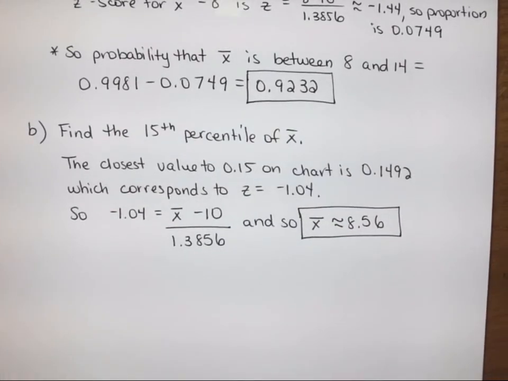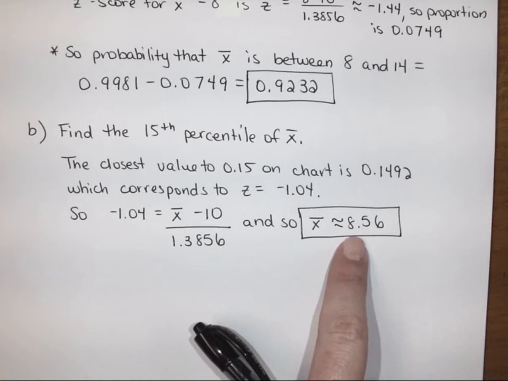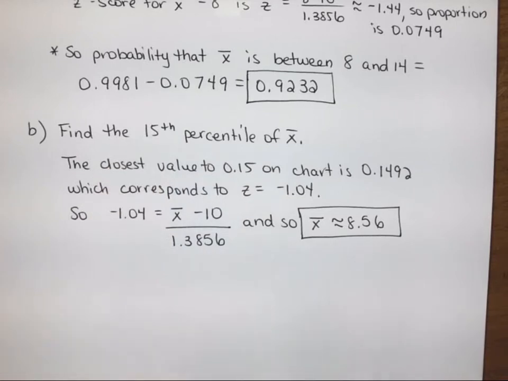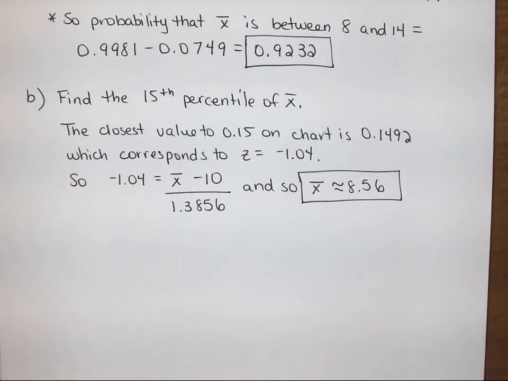Okay. In other words, if we chose a random 75 values and we got a mean of 8.56, we would have had a higher mean than 15% of the other groups of 75. Okay, that's what that means.